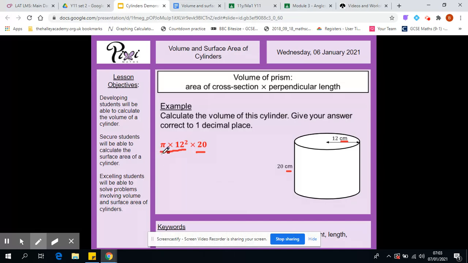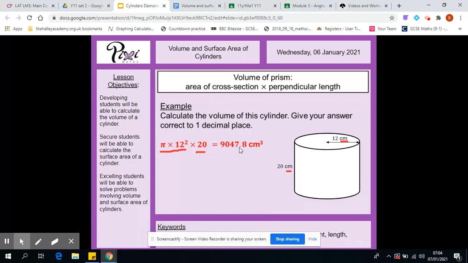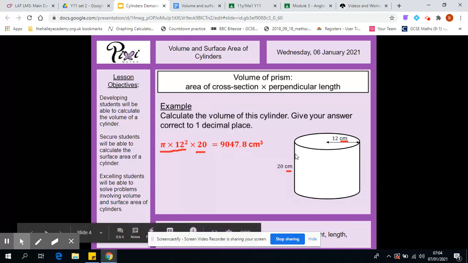Use your calculator and you can multiply them. If your calculator doesn't have a pi button, use pi as 3.14. Entering this, you get the answer 9047.8, correct to one decimal place, and the units are centimeters cubed or cubic centimeters because we are trying to find out the volume.